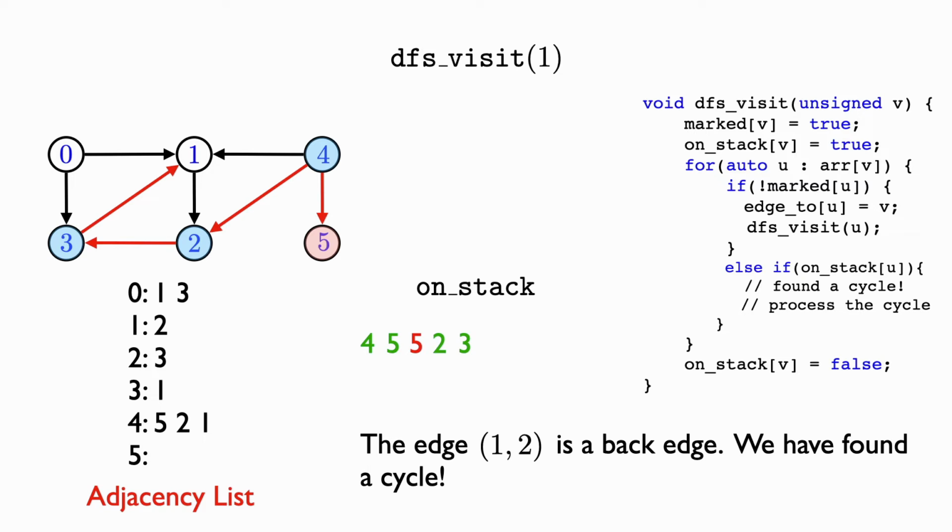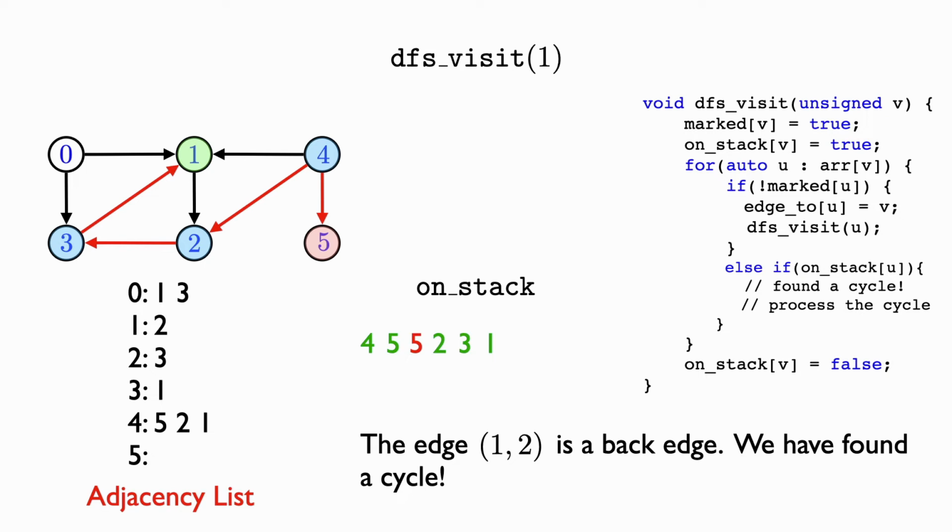So now we're in the call to DFS visit on vertex 1. So we mark vertex 1 and we put it on stack. And now this is actually the key moment that we've been waiting for. There's only one vertex to consider in the adjacency list of vertex 1, which is vertex 2.